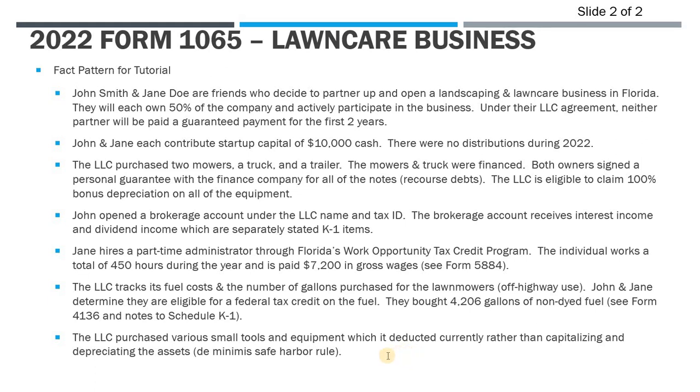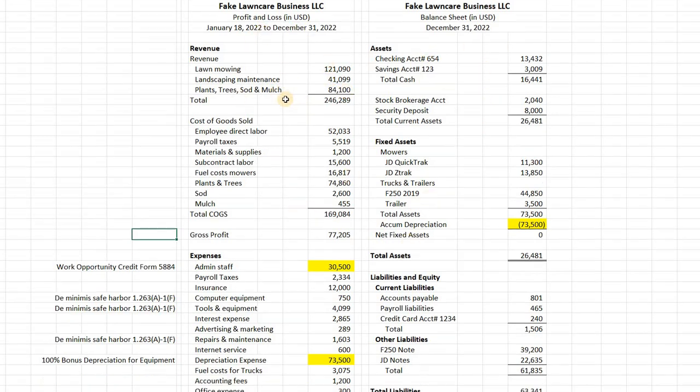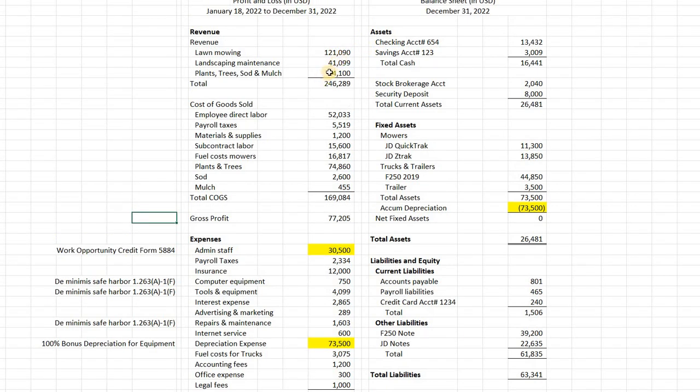All right, now that we've covered that, let's start looking at the financial statements themselves, and then we'll get into the tax return. Here we have the financial statements for the company. We'll go through these really quickly, and then we'll start looking at the return. On the profit and loss and balance sheet, with the profit and loss on the left-hand side, we have revenue. These are the sales coming from our customers for the various services, mowing the lawns, landscaping maintenance, and then sales of actual products.